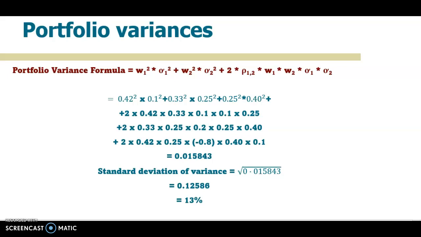We get the standard deviation by taking the square root of the variance we got, which equals 0.12586, which is rounded off to 13%.